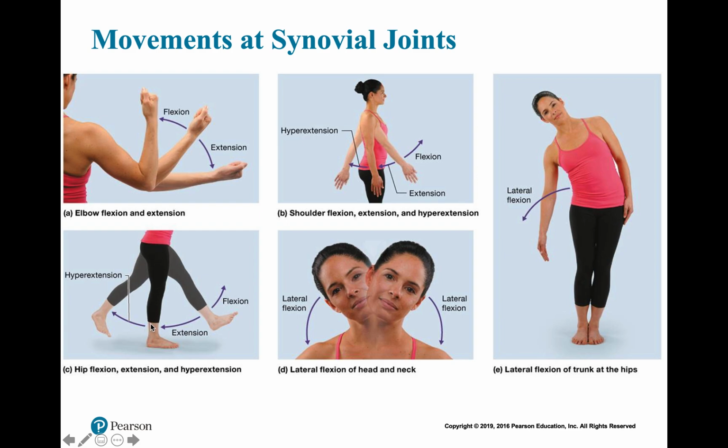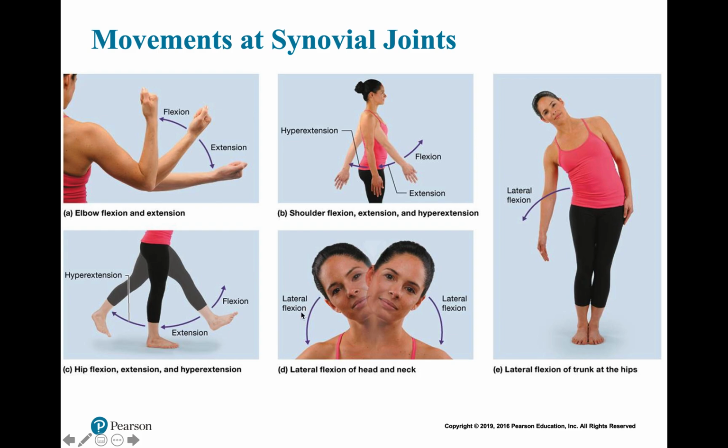If you're standing upright in anatomical position, and you lift your foot off the ground in front of you, anteriorly, this is flexion at the hip. Normal anatomical position, as in a standing position, is extension at the hip. Bringing the foot back behind you, past normal anatomical position, is hyperextension at the hip. Flexion, extension, hyperextension.